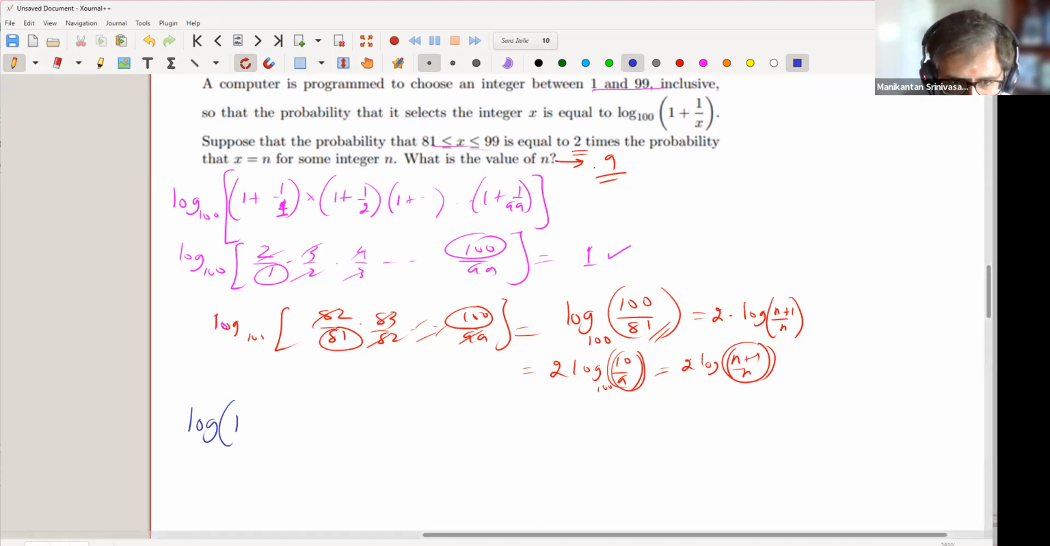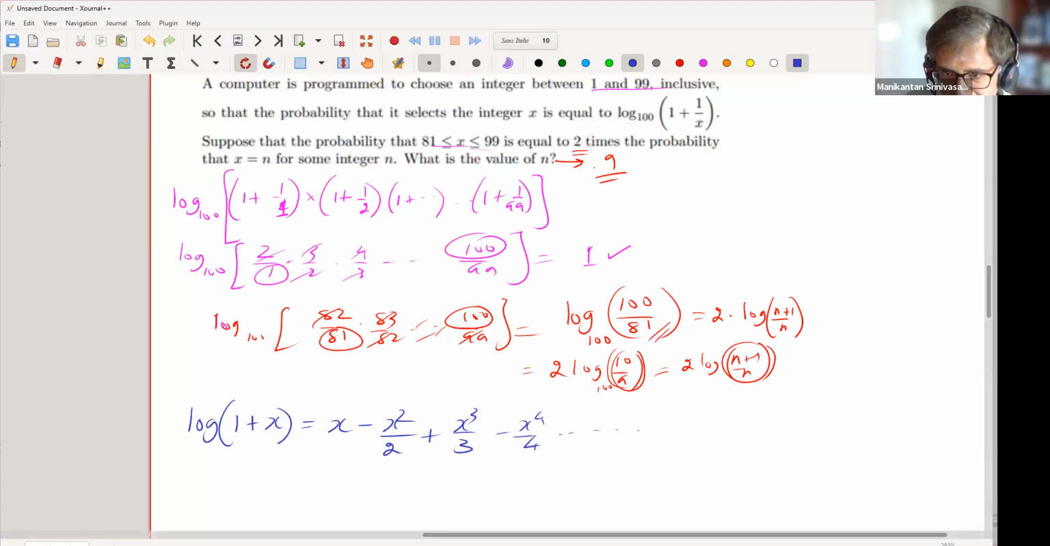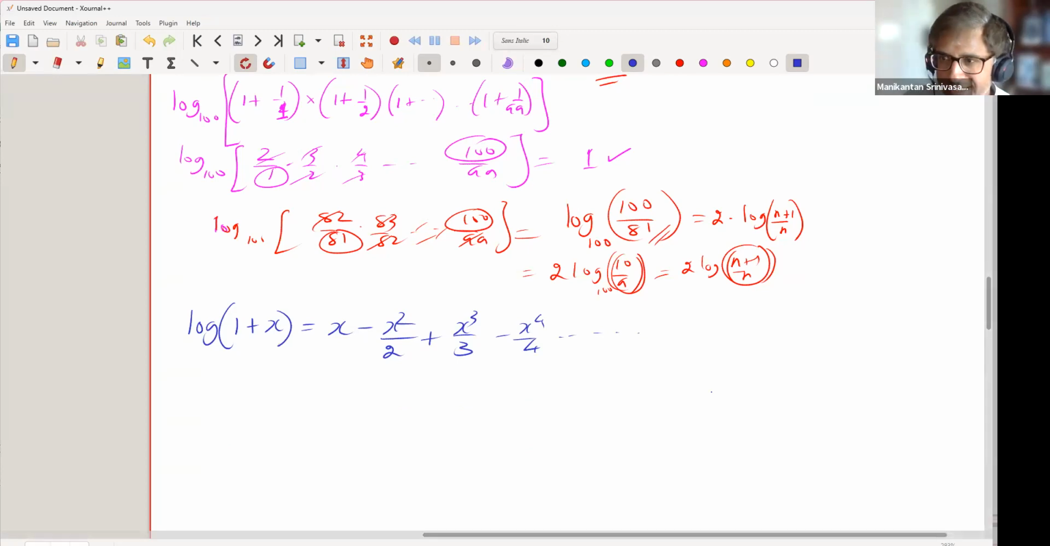So log of 1 plus x, we have this expansion, right? x minus x square by 2 plus x cube by 3 minus x power 4 by 4 all the way till infinity. So this is the Taylor series expansion for log of 1 plus x, just like you have expansions for sine x and cos x.